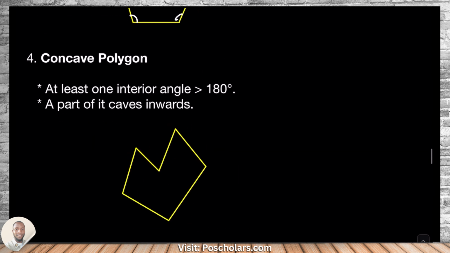Next, concave polygon. At least one interior angle is greater than 180 degrees. So let's establish that this angle is less than 180, this angle is less than 180, less than 180, less than 180, greater than 180, right? And less than 180. So this shape is an example of what? A concave polygon. You can see a part is caved inward, right? It's caved inward. So this is an example of a concave polygon.